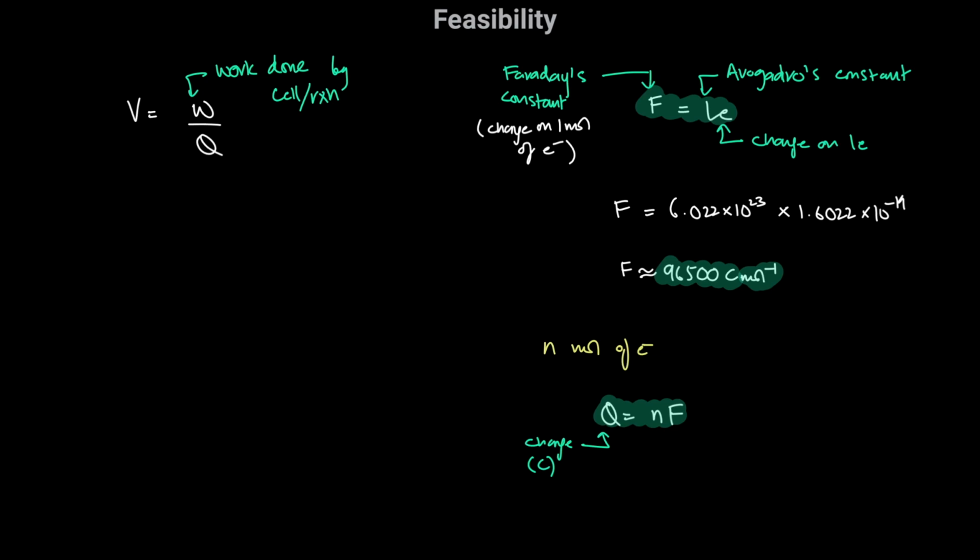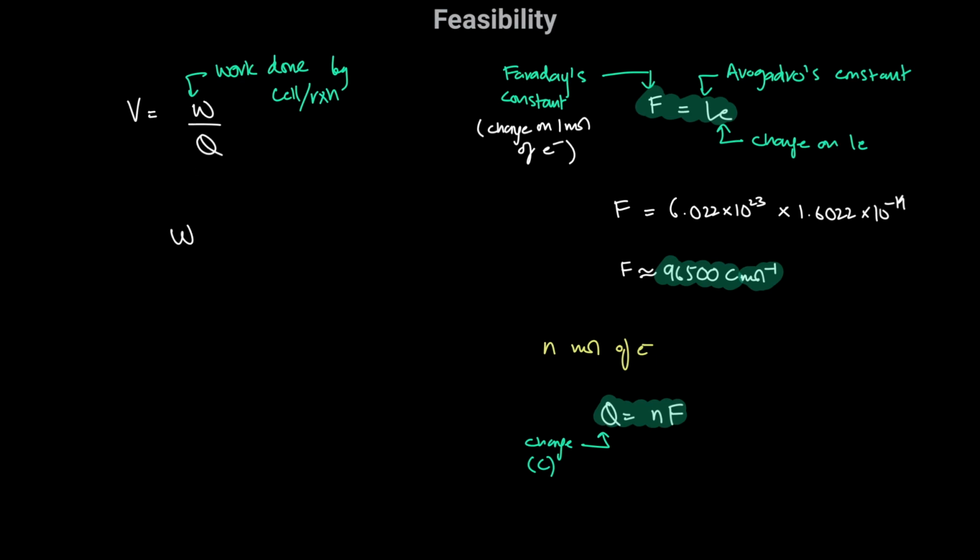Now, if you think about a voltaic cell, in a voltaic cell we have a reaction taking place that releases energy. We're generating electricity that can be used to do work. So for a voltaic cell, the work done by the cell is positive. If a cell is doing work, it means that the cell is releasing energy.